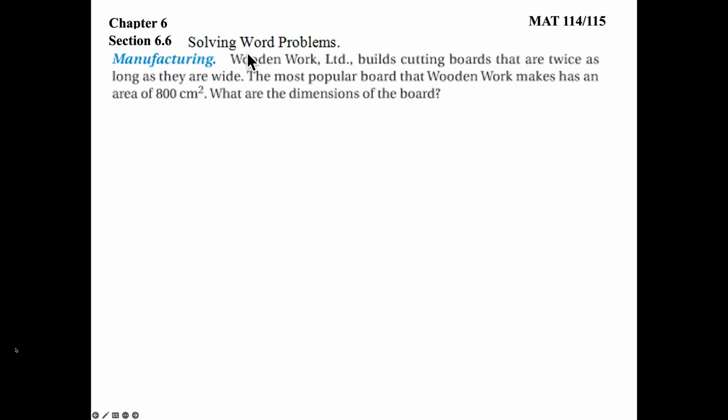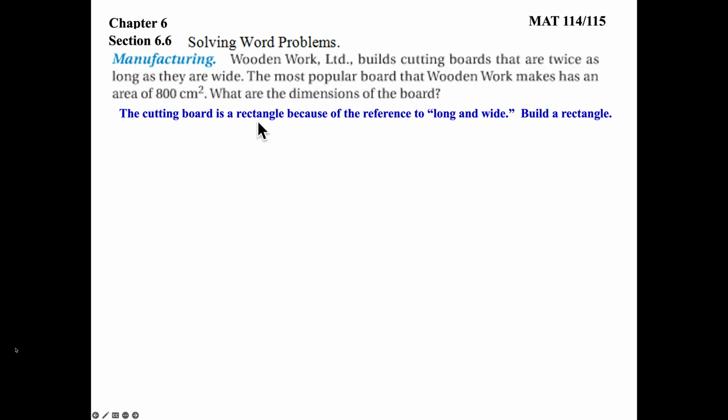All right, so Wooden Works Limited builds cutting boards that are twice as long as they are wide. That means your cutting boards are rectangular, with a length and width. Build a rectangle and label it length and width. The most popular board that Wooden Works makes has an area of 800 centimeters squared.